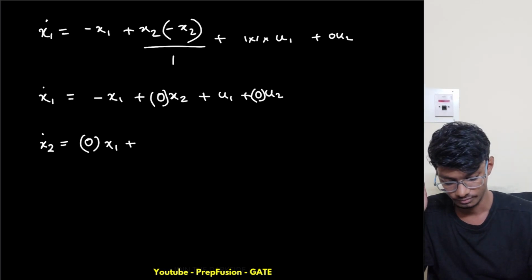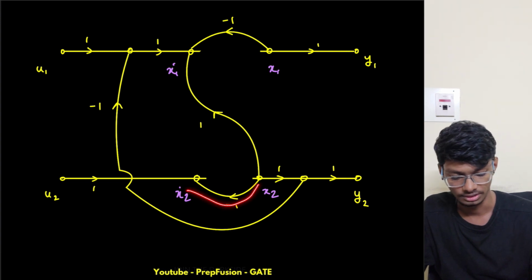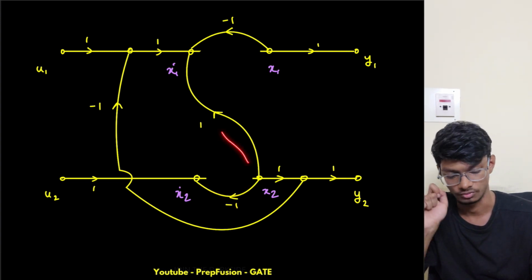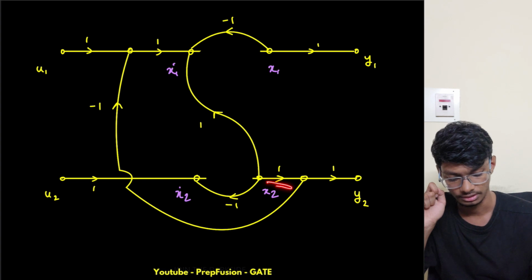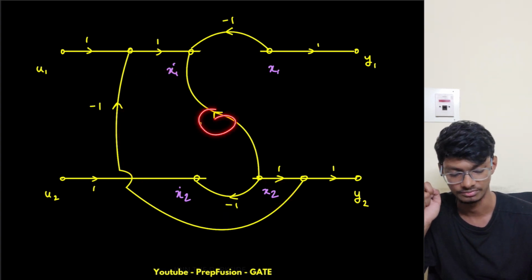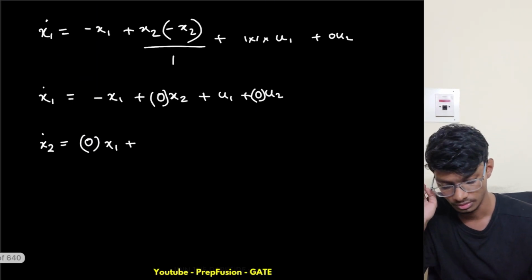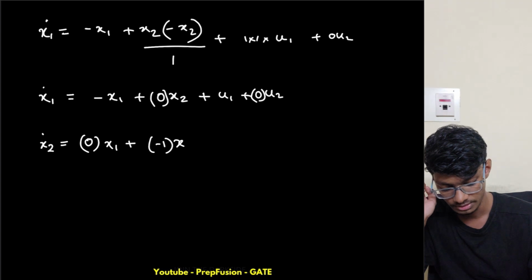Now, does x2 have one? Yes, obviously x2 has a forward path directly from here. Does it have any other forward path? No, this is against the flow, and this is with the flow, but this is against the flow, right? I'm reaching the same place anyway. So yeah, only one forward path. This is -1. So this will be -1 times x2.